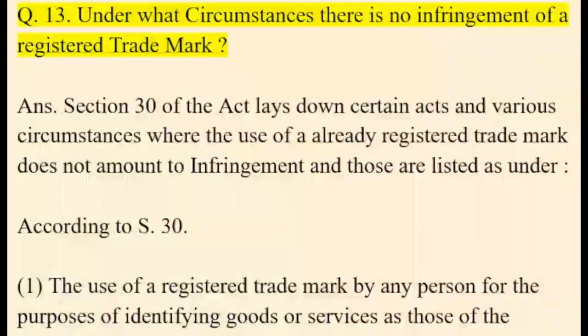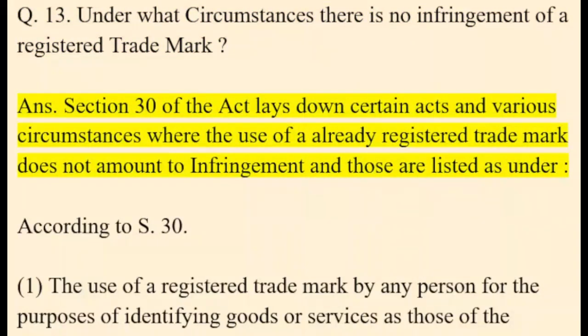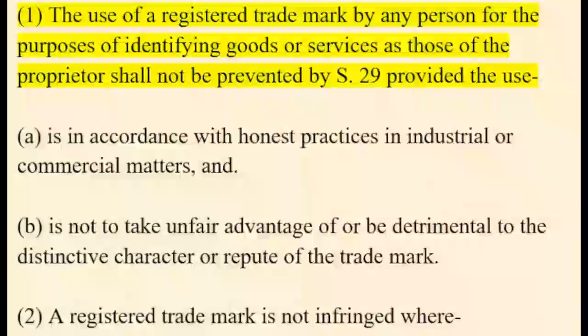Q. 13. Under what circumstances is there no infringement of a registered trademark? Ans. Section 30 of the Act lays down certain acts and circumstances where the use of an already registered trademark does not amount to infringement, and those are listed as under. According to Section 30(1), the use of a registered trademark by any person for the purposes of identifying goods or services as those of the proprietor shall not be prevented by Section 29, provided the use: a.